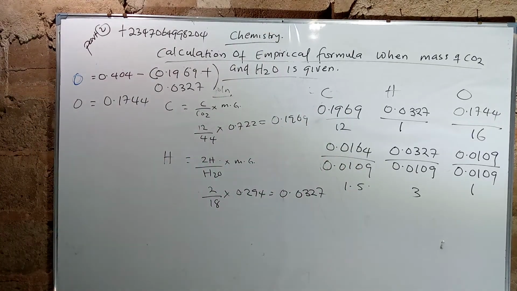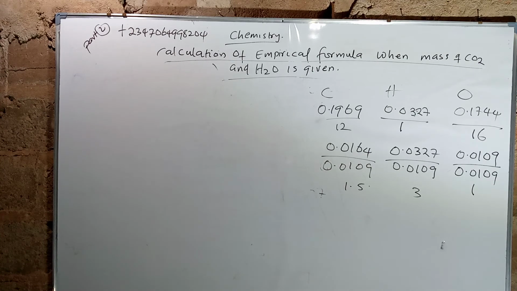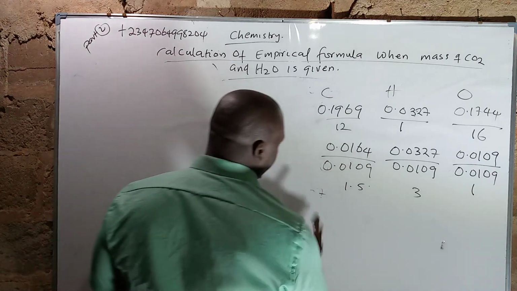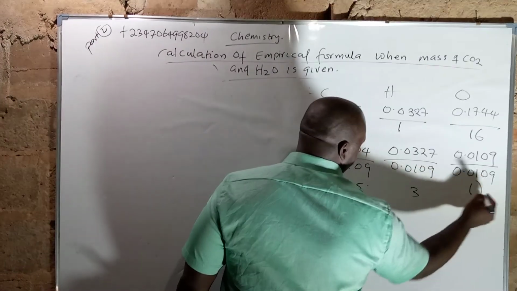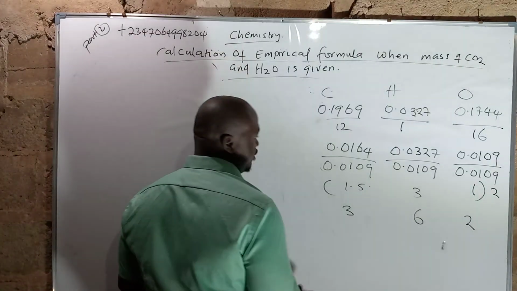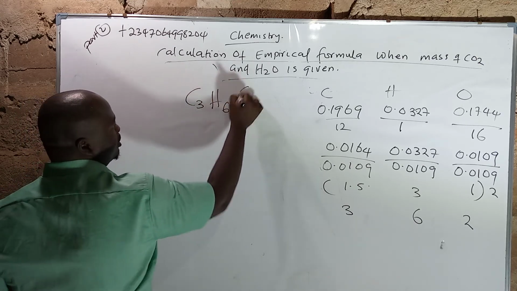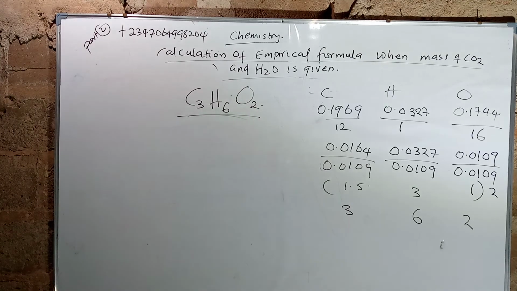Now, of course, whenever you have a decimal under empirical formula, you have to multiply by a value till you have a whole number. So if we multiply that 1.5 by 2, it will change to 3, right? So multiplying everything by 2, what you get here is 3, 6, and then 2. Therefore, the empirical formula is C3H6O2, and that is the answer. So please endeavor to solve other practice problems, endeavor to solve them.